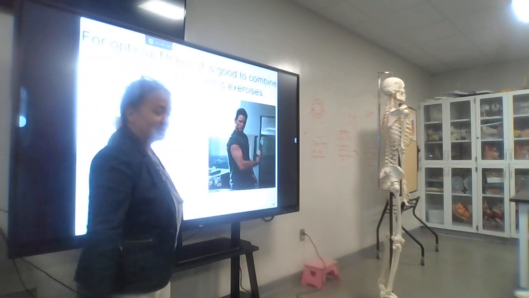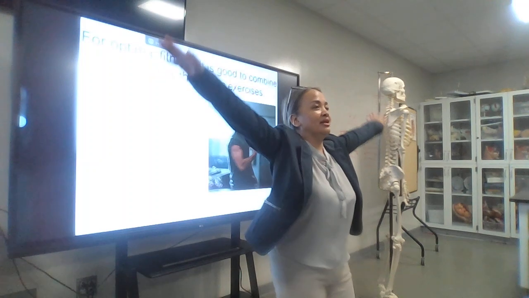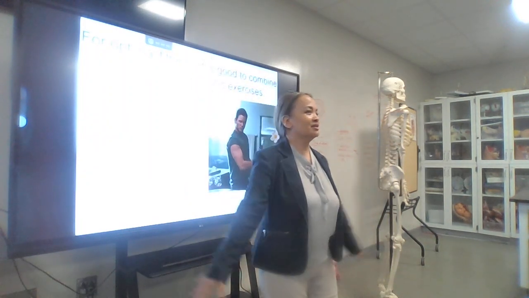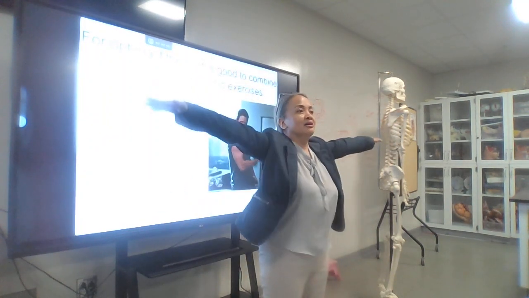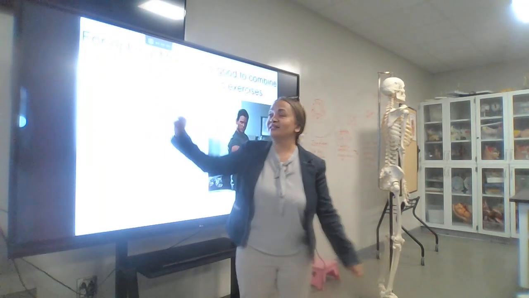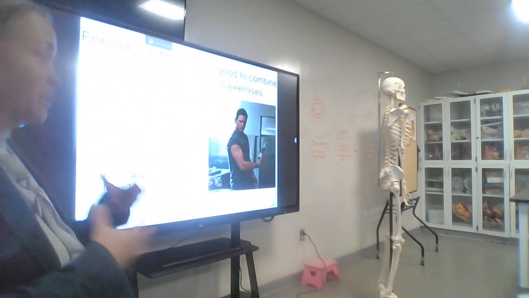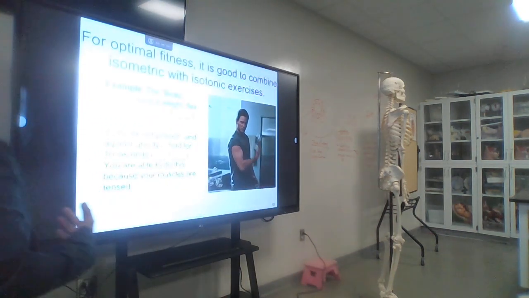Isometric. Sometimes you will do exercises like this, isotonic, but then your yoga instructor or Zumba instructor will say, hold it there, hold it for a good minute. You're still contracting, and that is isometric. So again, the best exercise would be a combination of both.